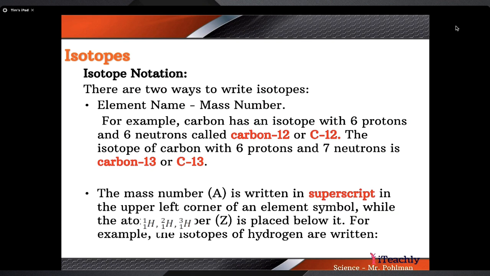All right. So what you should have noticed is that there's two ways that I showed you how we can write these isotope names. We always write down the element name first, and then we follow it up with the mass number.